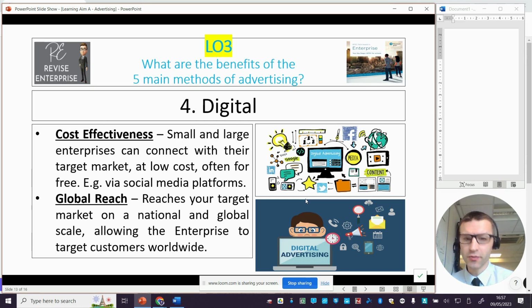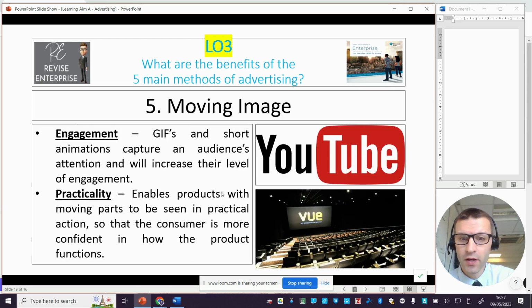Then we have digital. And again, you've got cost effectiveness for digital. Sometimes it can be free advertising. So small and large enterprises can connect with their target market at a low cost, particularly over social media. And the really good thing with digital as well, and the reason why it's so popular, is it can reach out to a target market or a global audience, allowing enterprise to target customers on a global scale and not just nationally.